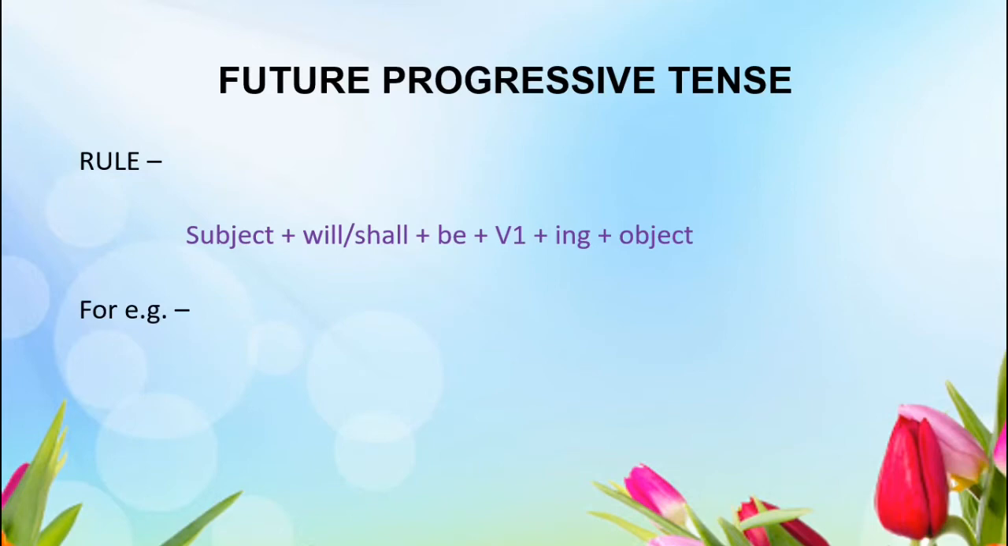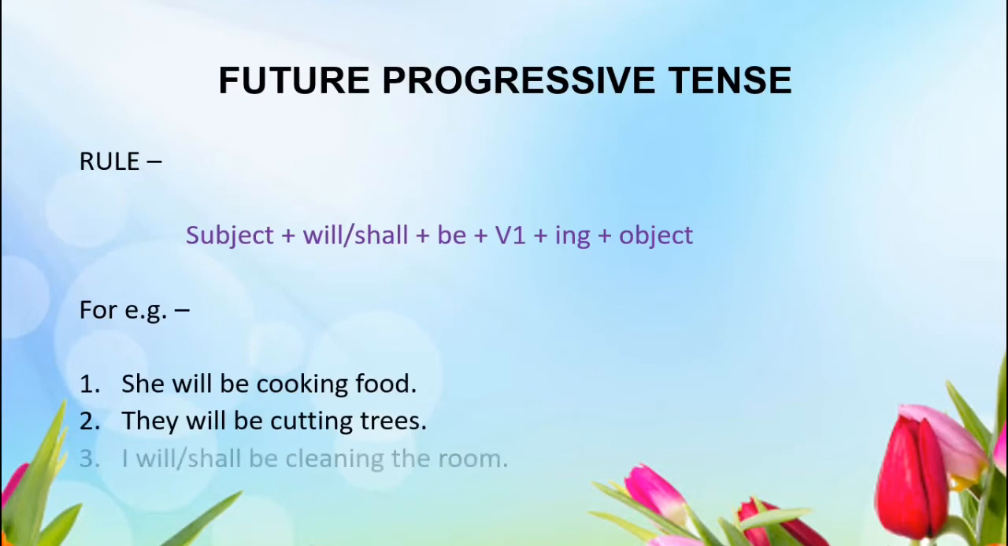Let's see a few examples. She will be cooking food. They will be cutting trees. I will or shall be cleaning the room.